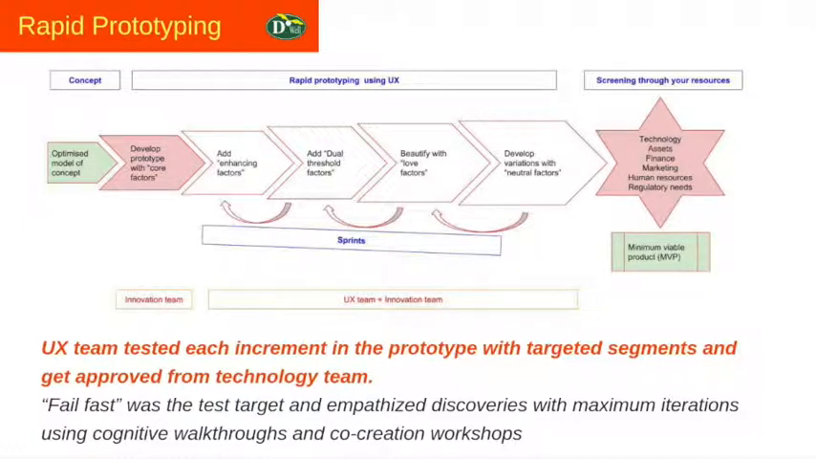That is, within seconds the user will say, okay, this is not what we required. So immediately it's like a bug. As a software person, you can see it as a bug, but it's not a bug. Actually, the user will say, oh, this is not the thing I am looking for. They say, I am not interested in red color, I am not interested in this shape, this button should be on the other side. A lot of things are considered. So with fail fast, we immediately fail the model, and the technology team rebuilds it. Test targets and empathizing discoveries with maximum iterations. Here we also use cognitive walkthroughs and co-creation workshops.